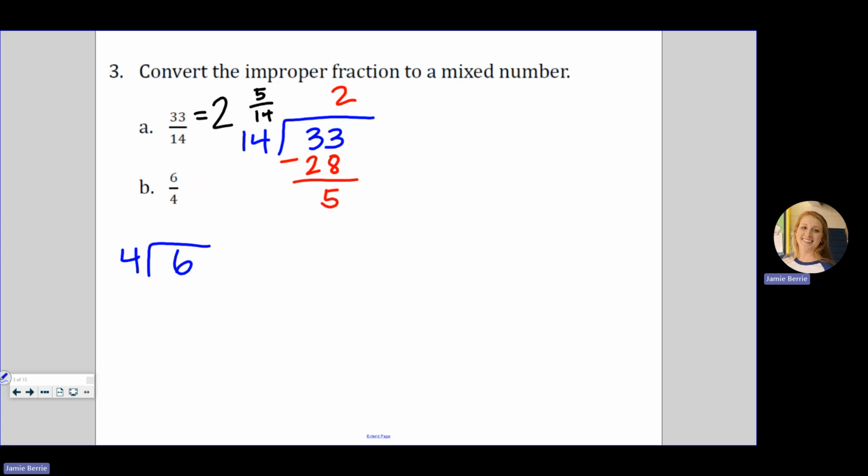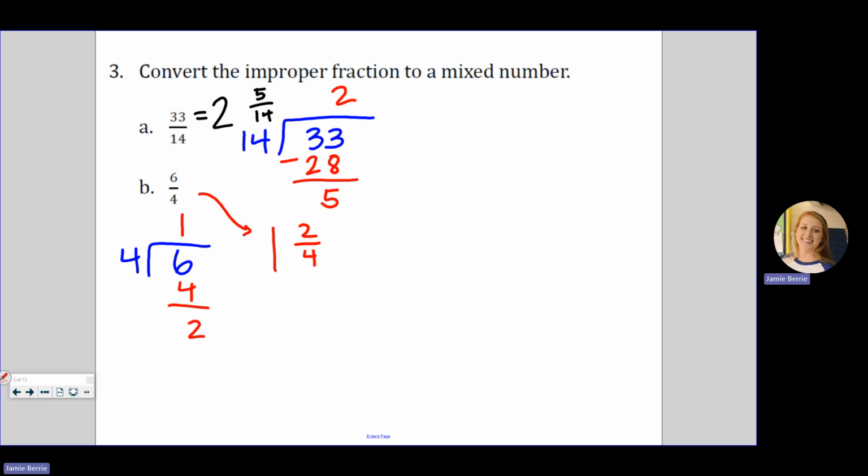Four goes into 6, how many times? Once. What's the remainder? 2. So that's 1 and 2 over 4. We could reduce that, right?